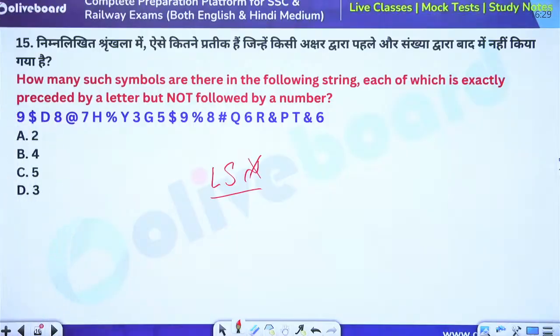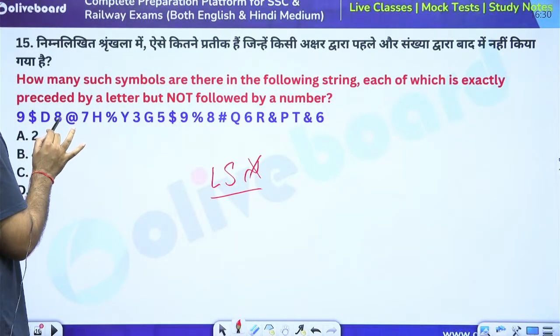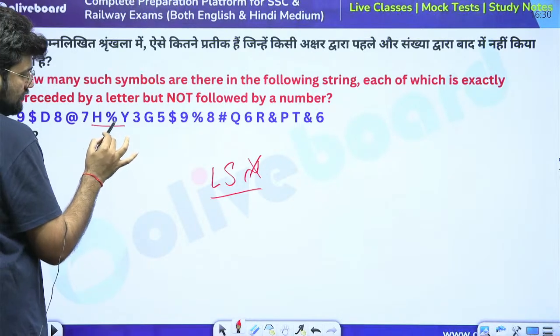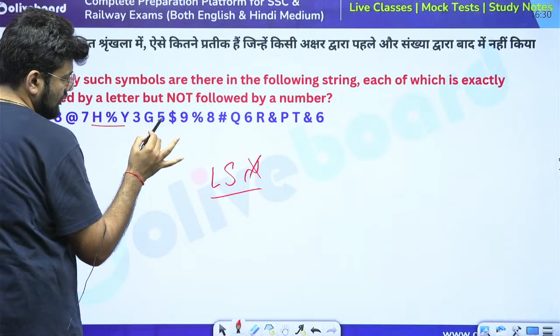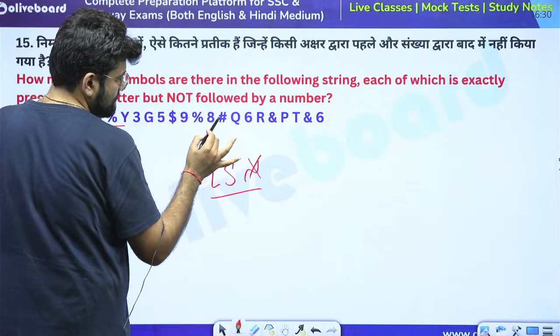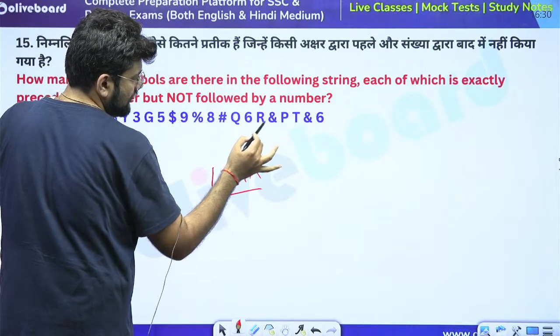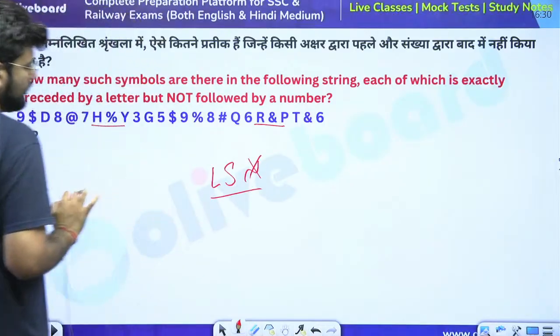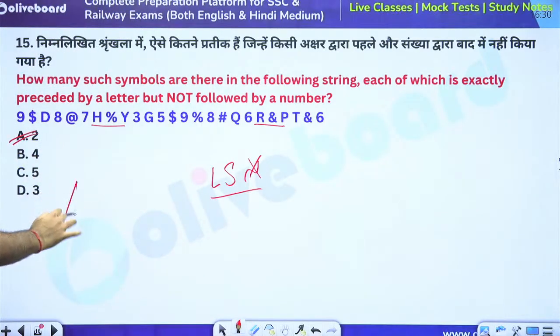Okay. Letter symbol. Look for letter symbol. So letter, symbol, number, no. Letter symbol, no number. Yes, good. Letter symbol, letter, cool. Letter symbol, number, no. So how many there? 2. Option A is the right answer.